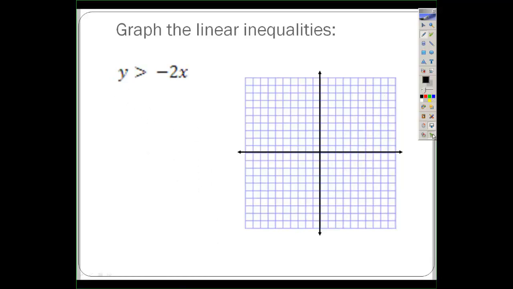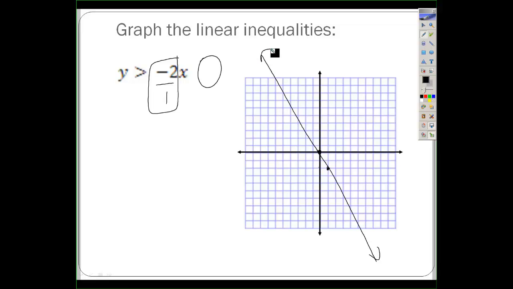Y is greater than -2x. Once again, I'm plotting it just like an equality. So I'm going to look at my y-intercept. It's not there, so I'm going to start at the origin. My slope is -2 over 1. I'm going to rise -2 and run 1, put my second point, and continue my line all the way through my graph.